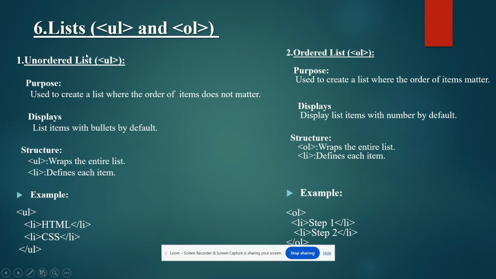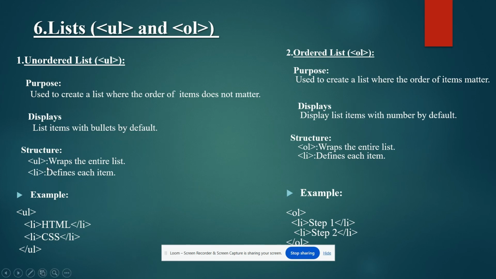Now sixth container tag, list. List is a very important container tag, and it is used everywhere in HTML. There are two types of list. First is unordered list, and second one is ordered list. The purpose of using an unordered list is to create a list where the order of the items does not matter. It displays the items with bullets by default.